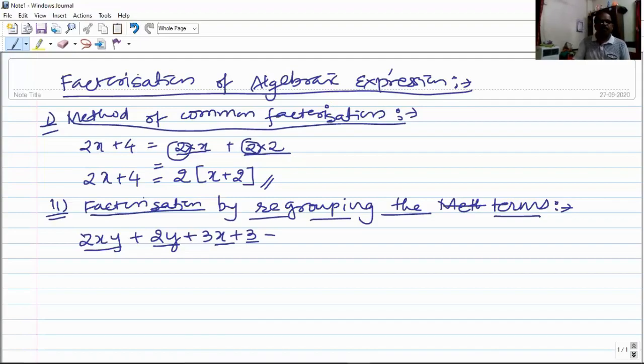So, from the first two terms, what do we have common among them? If you see, 2 is common, and y is also common among them.